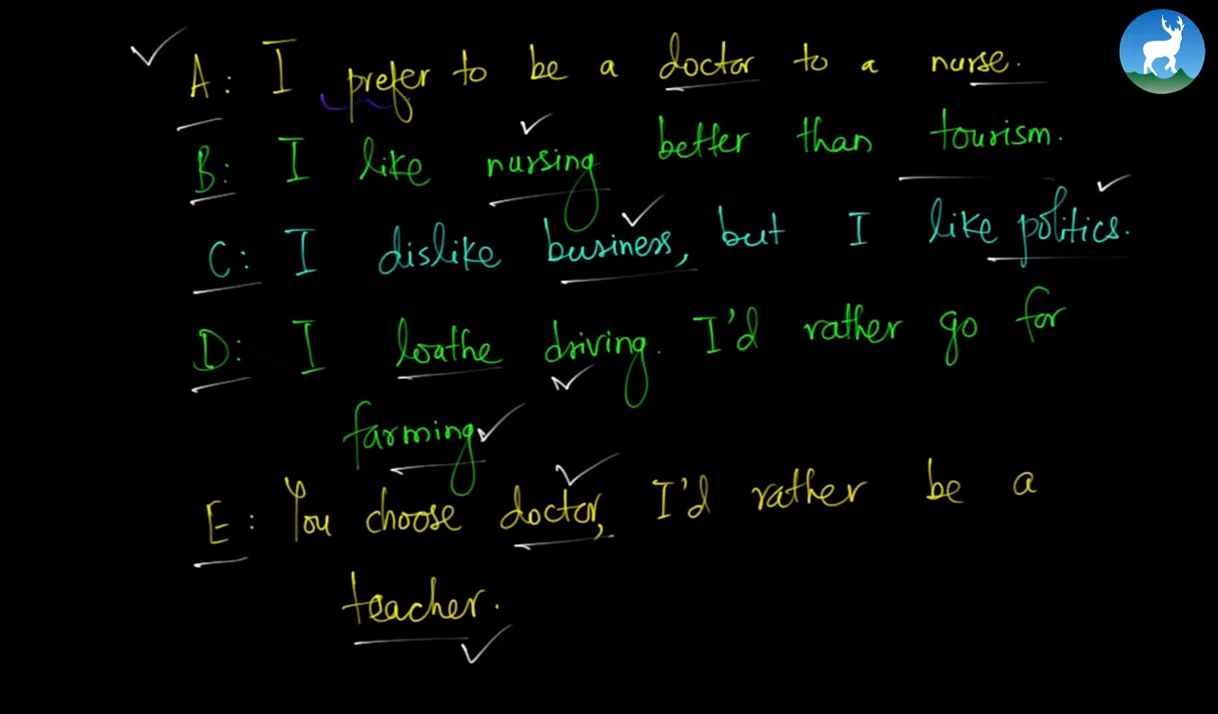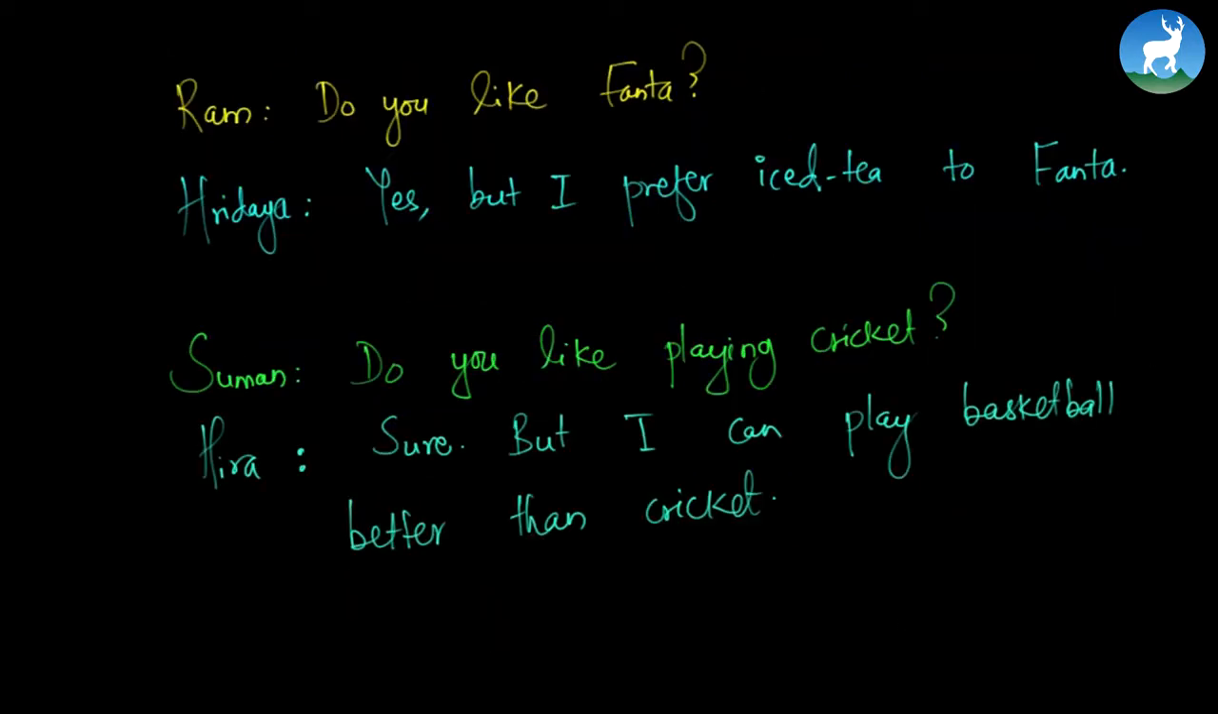Now, the main idea that is hidden here is the preference showing structures. They are, I prefer, I like, I dislike, I loathe. Loathe means an extreme kind of hatred. Not just hate, but an extreme kind of hate. Now, I'd rather be or I'd rather go, I like. So these are all preference showing structures. So these are two sample examples.